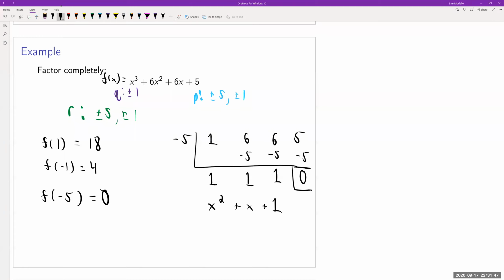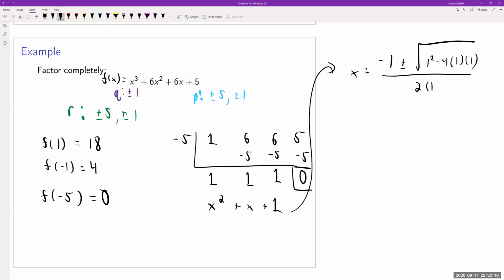Now, I'm down to a quadratic. I should try to factor. I'm not actually going to be able to factor here, so instead we'll use the quadratic formula to find the roots. x is equal to negative b plus or minus, so negative 1 plus or minus the square root of 1 squared minus 4 times 1 times 1, over 2 times 1. Negative 1 plus or minus root, this looks like negative 3 over 2. So this will be negative 1/2 plus or minus root 3 over 2i.